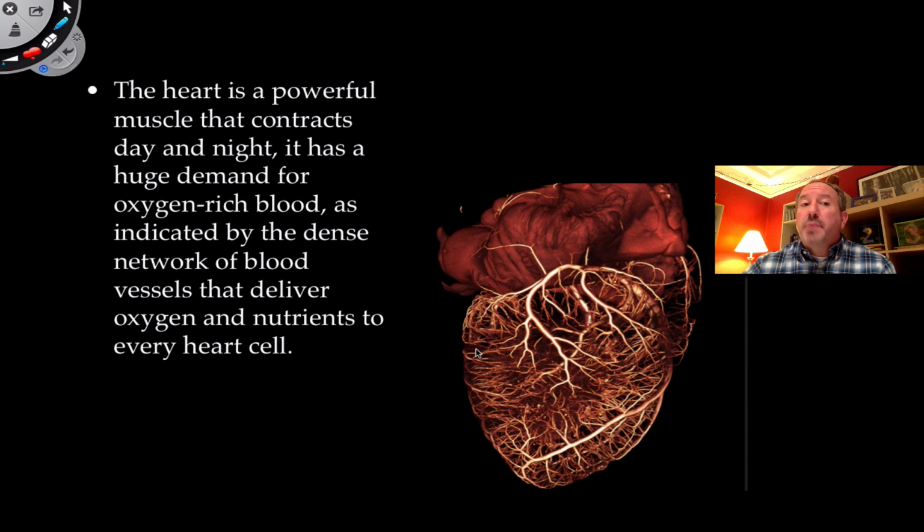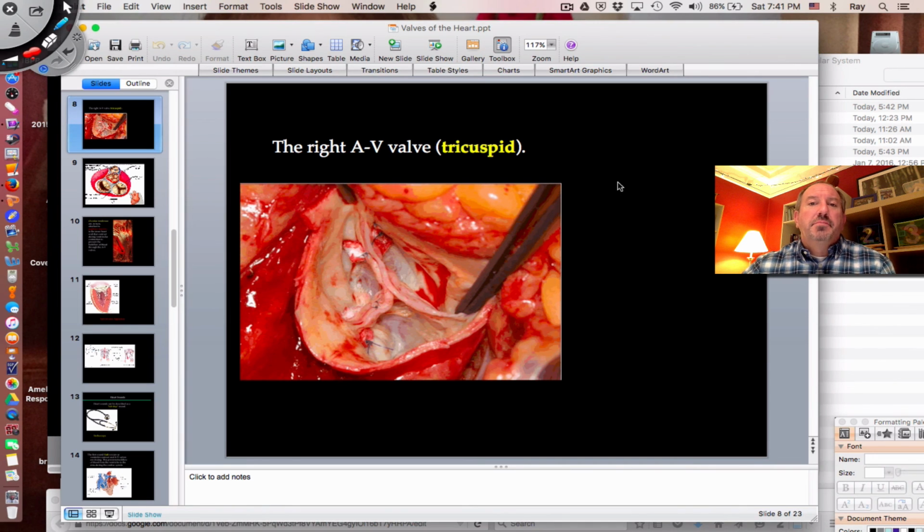And so the heart's a powerful muscle, and it contracts day and night from even before we're born till the day we die. And these coronary arteries are really crucial in delivering oxygen and nutrients to every single heart cell. And so I hope you enjoyed this video. It covered a lot of different things, but in particular the valves of the heart. Thanks for watching.